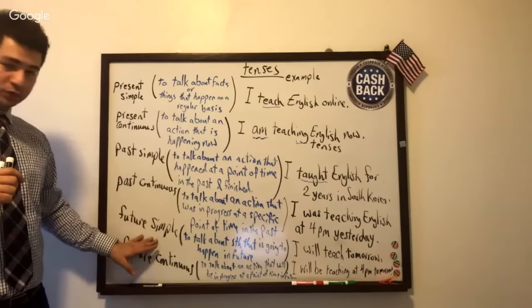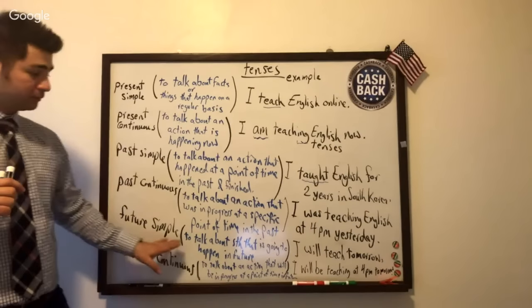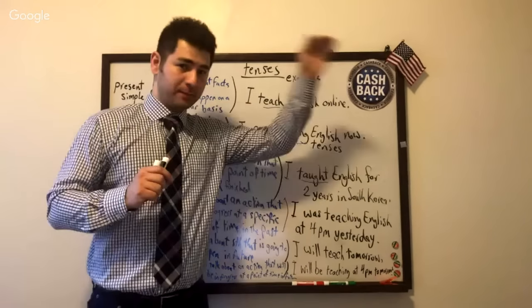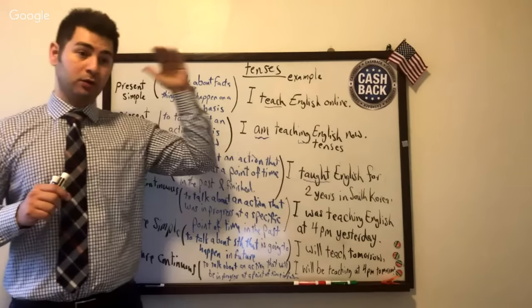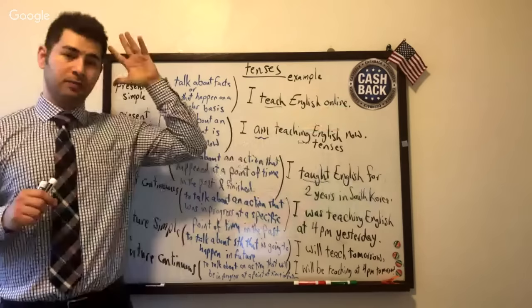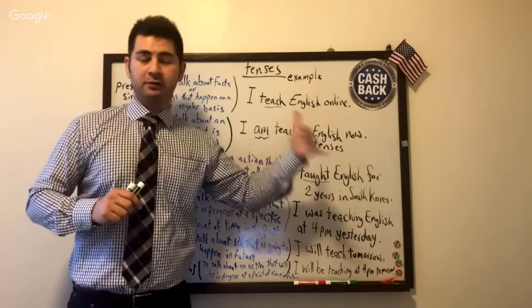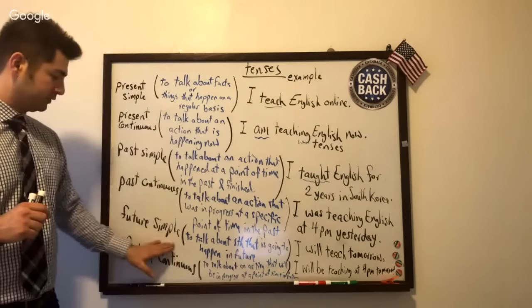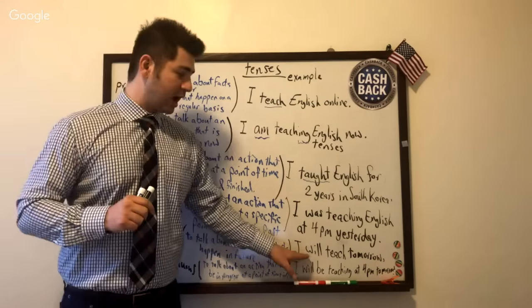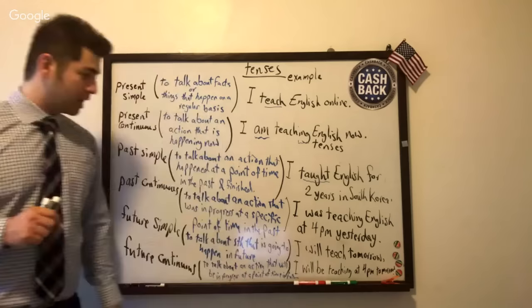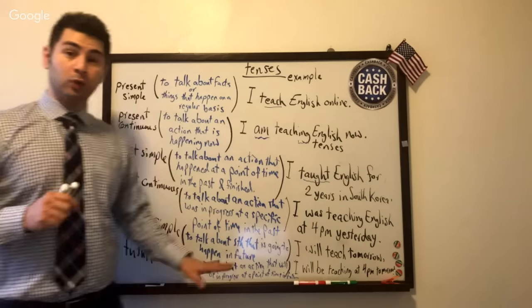Future tenses, we have future simple. It's going to happen in the future. Tomorrow, tonight, next month, next year, you use future simple. For instance, I will teach tomorrow. I will go to school tomorrow.